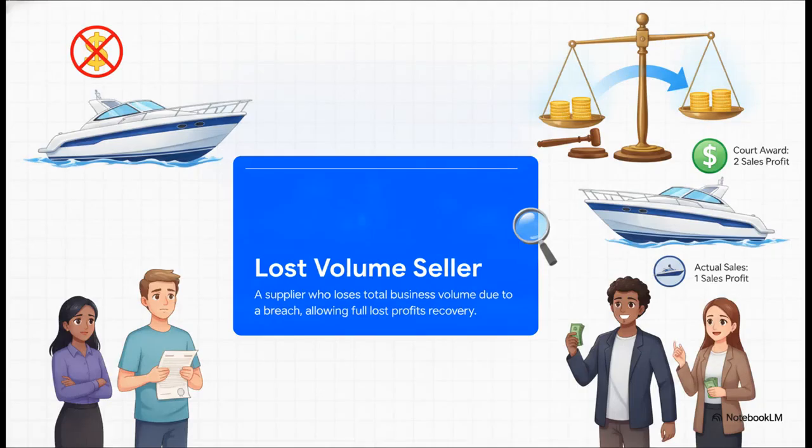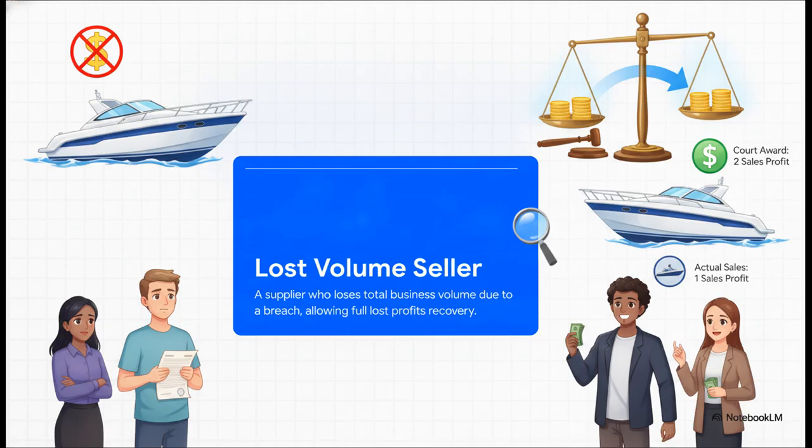This brings us to the first L, the lost volume seller. This concept is heavily featured in the famous case of Neri v. Retail Marine Corporation. Imagine a retail dealer selling a standard-priced boat. The buyer breaches. The dealer then turns around and sells that exact same boat to someone else for the exact same price. A standard market minus contract calculation would say the dealer lost $0, right? But wait, that's a trap.